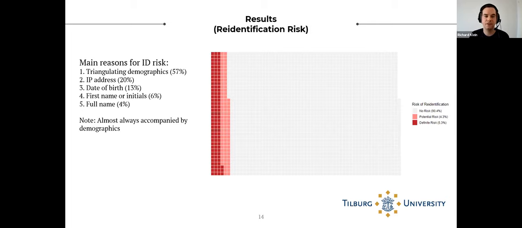And then in terms of concrete HIPAA identifiers, IP addresses were quite common. They were the number one violation in terms of HIPAA. Then we also saw date of birth fairly frequently. And then kind of just the flat out identifying information, names, initials, full names. We did also see some of that. I'll note that for some of these, like IP address, date of birth, we can kind of debate on exactly how identifying that is on its own. I'll note that in almost all of the cases that we observed, these were also accompanied by rich demographics that would allow you to further triangulate down to an individual.